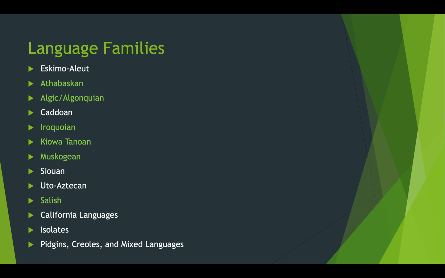The Kiowa-Tanoan languages, which are from the southwestern part of the United States. The Muskogean languages, which are the southeastern part of the United States. The Siouan languages, which are also found on the Great Plains of the United States. The Uto-Aztecan languages, which are on the western part of the United States, also found in Mexico. Salish, or the Salishan languages, which are found on the Pacific Northwest of the United States and Canada.